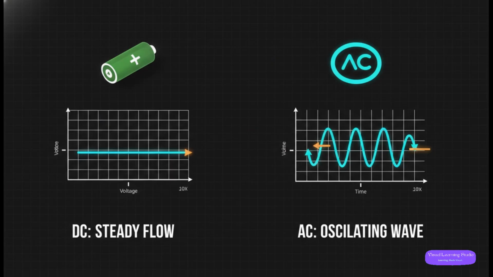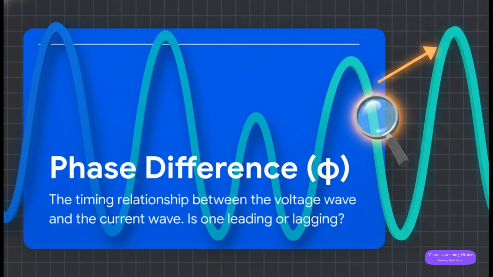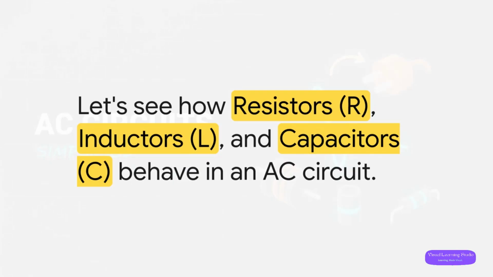So DC is steady. AC, on the other hand, oscillates back and forth, just like a wave. Phase just asks, are the two waves peaking at the same time, or is one leading the other? Okay, let's break this down. Each component reacts to this wave in its own unique way.